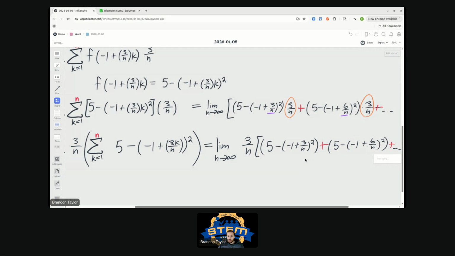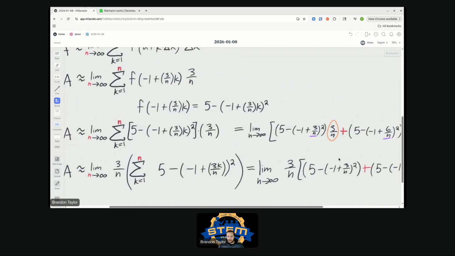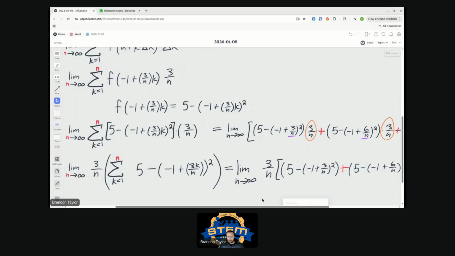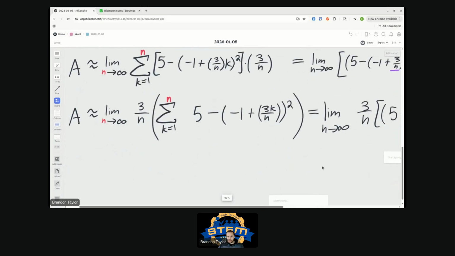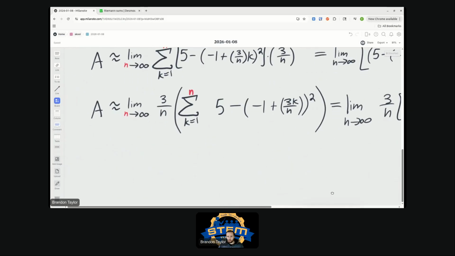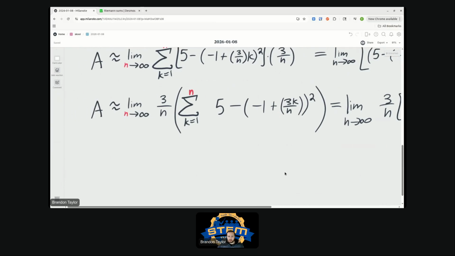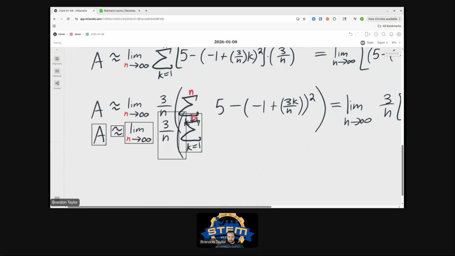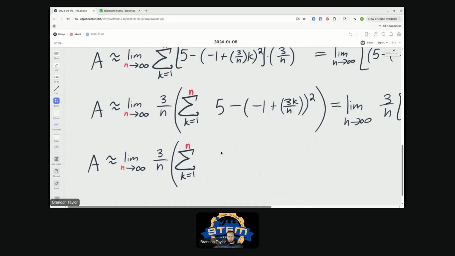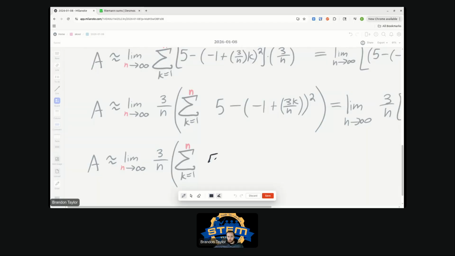Cool. So that's that. Now what? Now back to our normal process here. What we can do is work our way down and simplify as much as we can. So I'm going to keep that the same, and now I'm going to try to simplify this. So what would -1 plus 3k over n, the whole thing squared, equal?